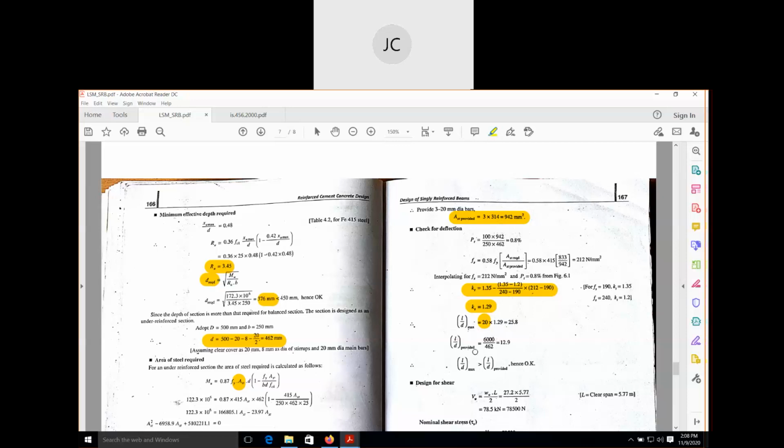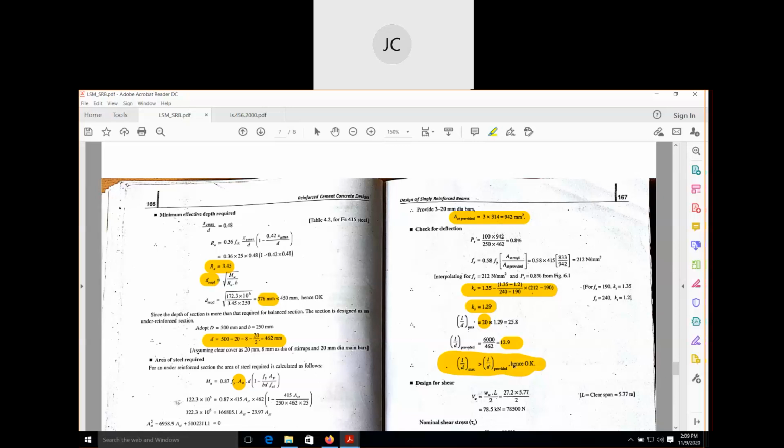Next we will check what is the ratio of L by D provided. L is 6000, that is the effective span. D is 462. So we have got the provided L by D ratio is 12.9. That means it is less than the maximum value, so our design is okay. The provided L by D ratio must be less than the maximum value of L by D.